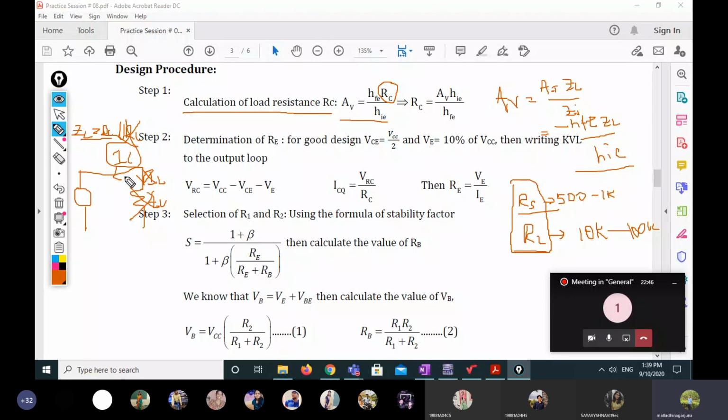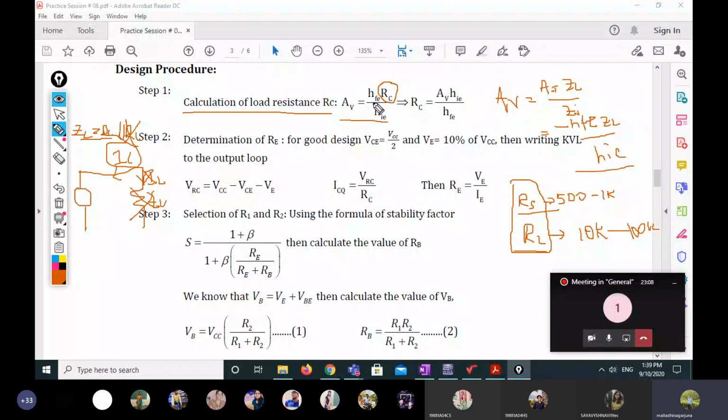Is it clear? So output current. So the collector current itself, it's the output current. So what happens is, that is the reason we are not getting the minus here. Okay, so IC by IB is nothing but the positive value only.